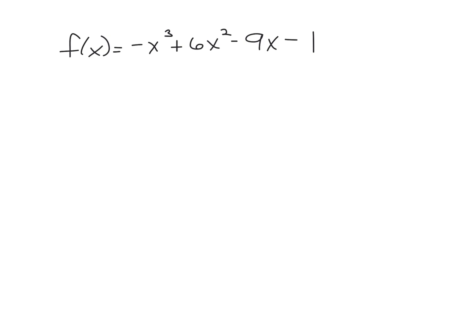Alright, let's determine the concavity of this one right here. So we've got f of x equals negative x to the third plus 6x squared minus 9x minus 1. So we need to find a second derivative.